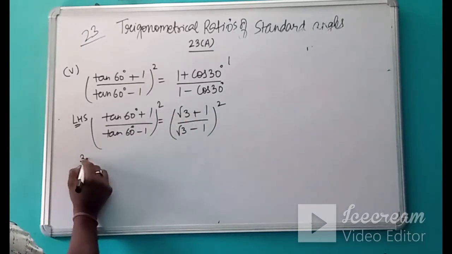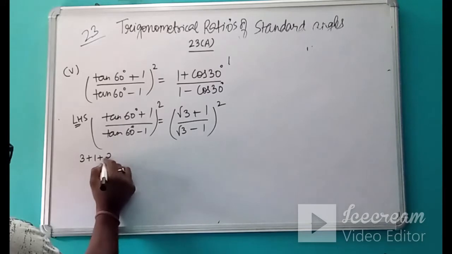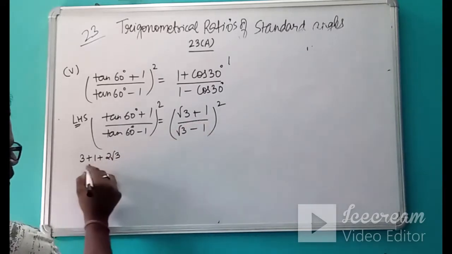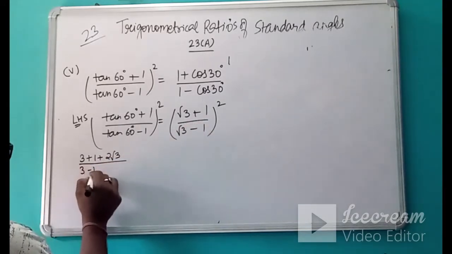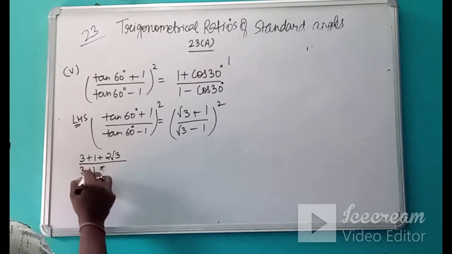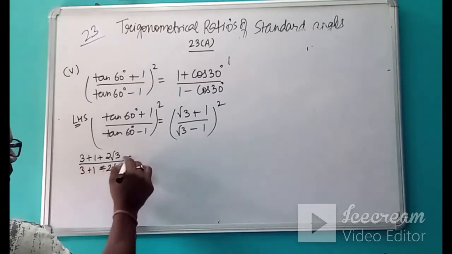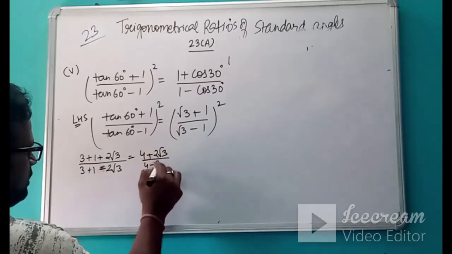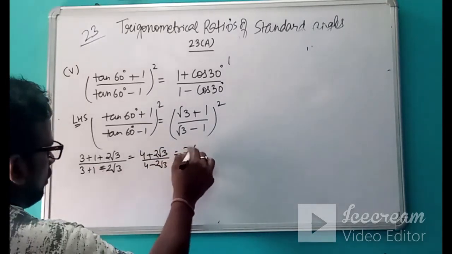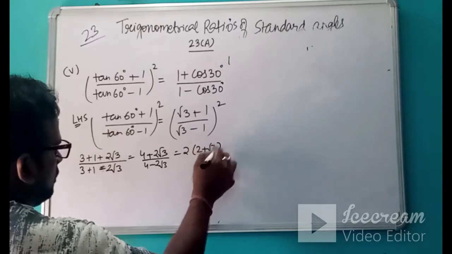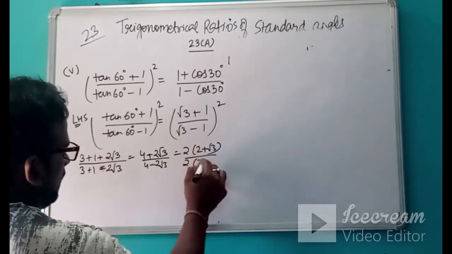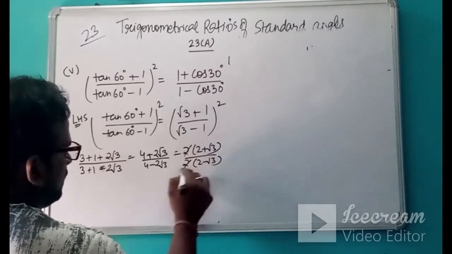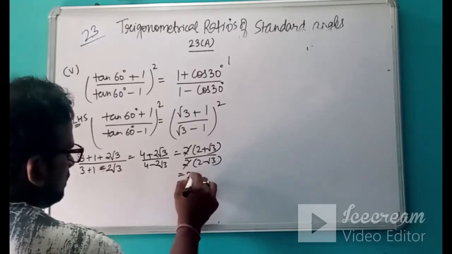So it becomes (3 plus 1 plus 2 root 3), using (a plus b) whole square, upon (3 plus 1 minus 2 root 3), using (a minus b) whole square. It will give you (4 plus 2 root 3) upon (4 minus 2 root 3), and I will take 2 common. So it is (2 plus root 3) upon (2 minus root 3). So finally this is what I will get.